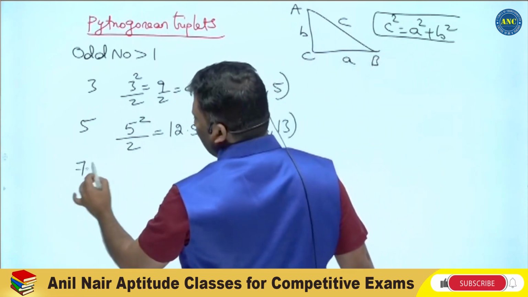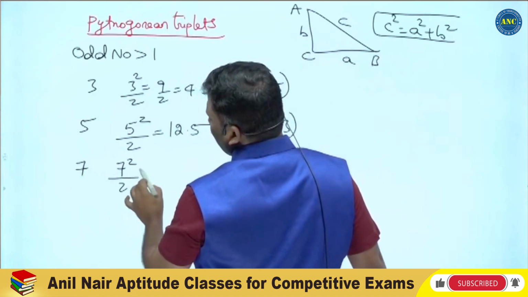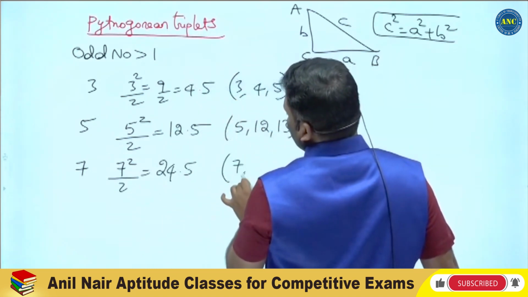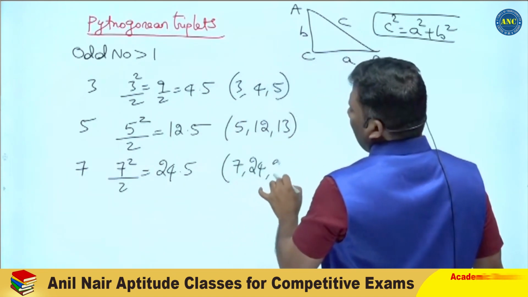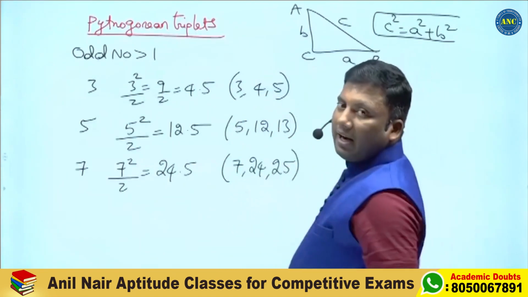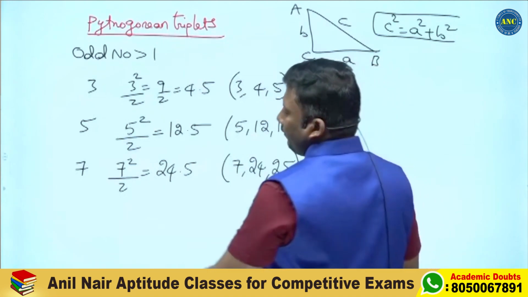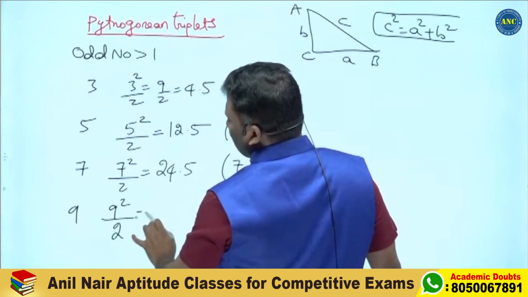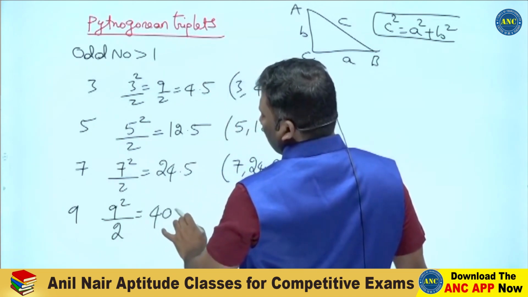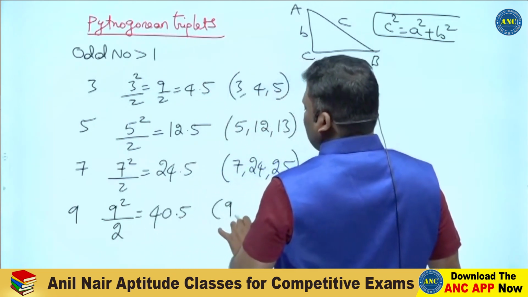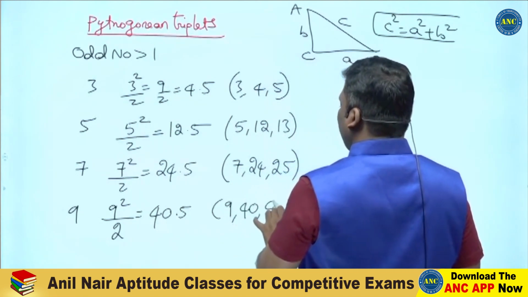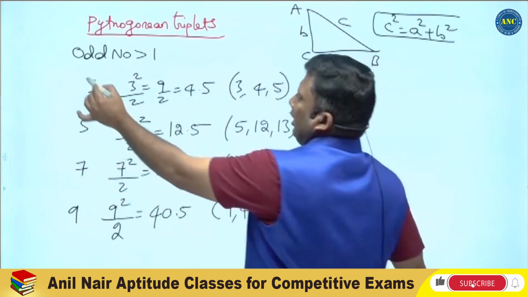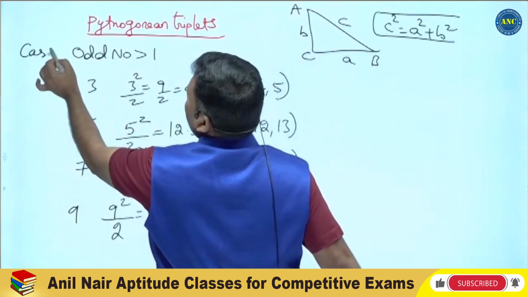If it is 7, square it and divide by 2. 49 by 2, 24.5. Subtract 0.5 and add 0.5. Next one, 9. 9 square divided by 2, 81 by 2, 40.5. Subtract 0.5 and add 0.5. This is case number 1.